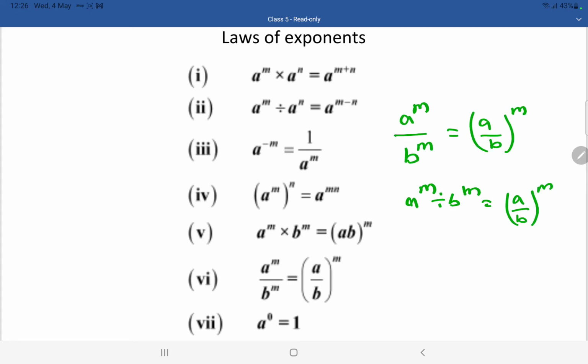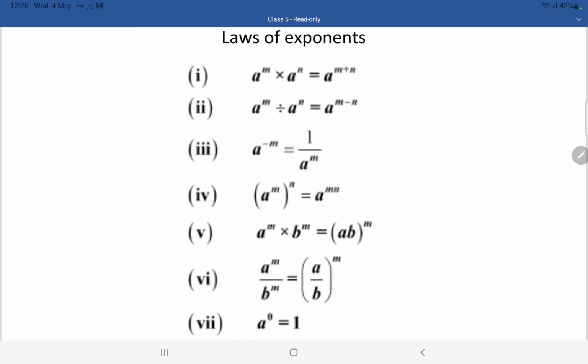Instead of writing it in the fraction form, you can just put a division symbol in between them, right? So if you just see here, a power m divided by b power m is equal to a by b whole power m. It can also be written like this. Okay students? Now just one thing, here the bases are different but the powers are same. So you will divide the bases and put the power same.